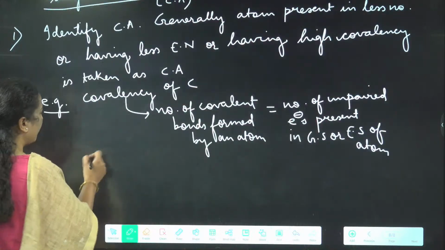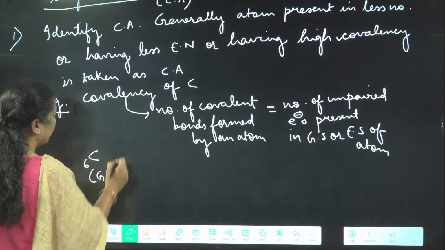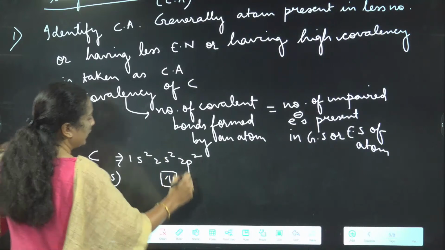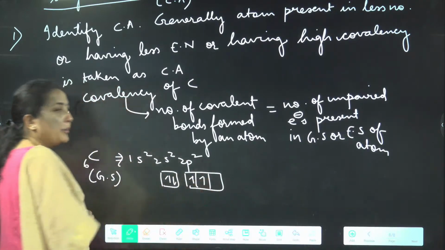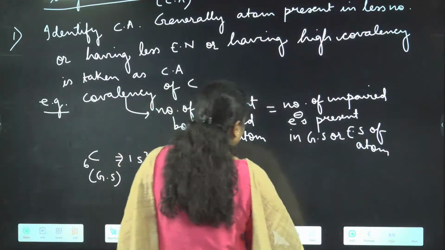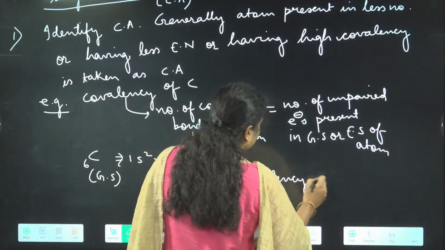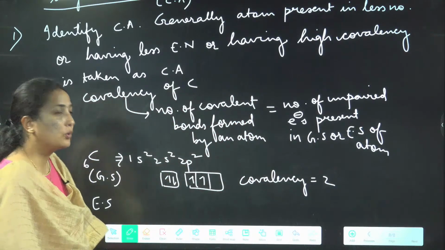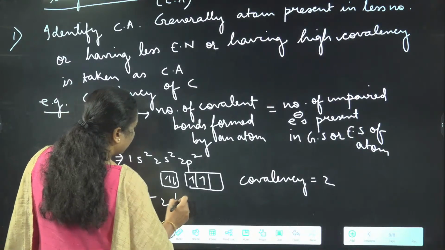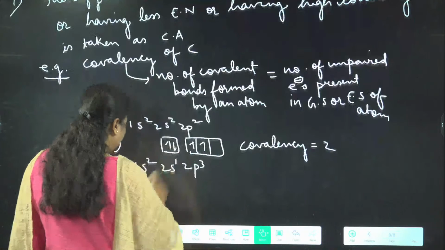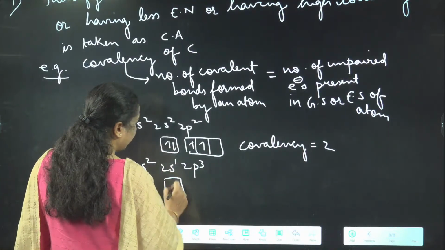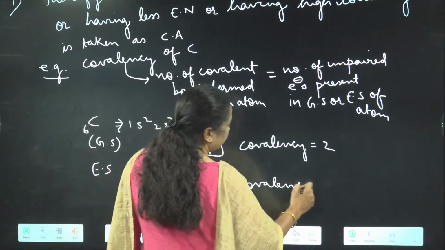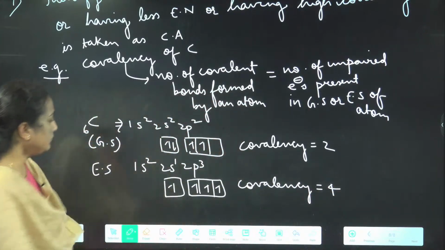So for example, if I talk about carbon, carbon is 6. If I write down its ground state configuration, it is 1s2, 2s2, 2p2, right? So here you are having 2 electrons in 2p. So how many unpaired electrons? 2. So the covalency here is going to be 2. If I go for the excited state, that means I will be exciting one of the electrons from 2s to 2p. So it will become 1s2, 2s1, 2p3. Now the covalency will be 4. So maximum covalency is 4. Getting it? So that's how we are having covalency as 4.